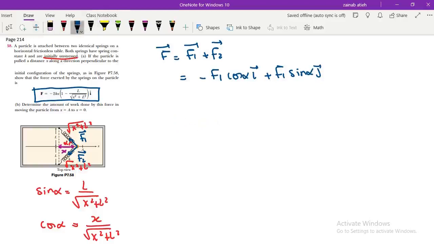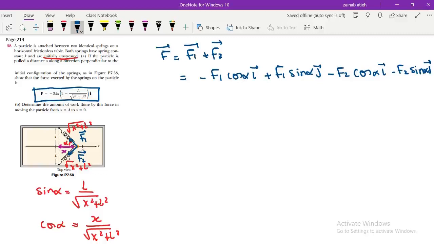F2 is the same idea. For F2, the x component is negative and the y component is negative, so I will write the minus directly: minus F2 cosine alpha i minus F2 sine alpha j. Okay, now I have F1 and F2 in terms of i and j. Next I want to substitute for sine alpha, cosine alpha, and F1, F2.